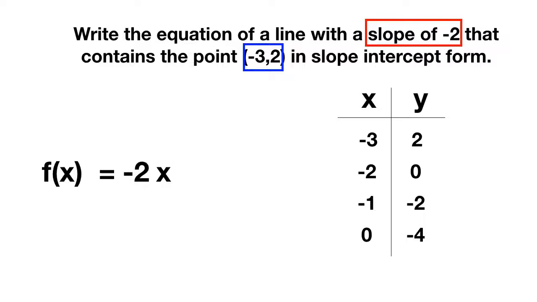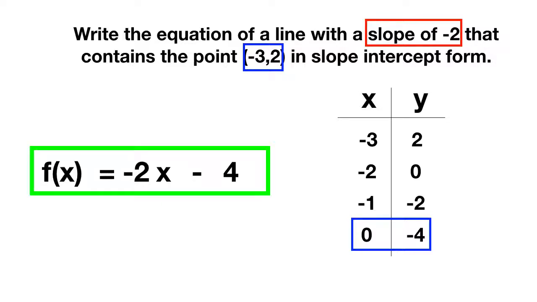So what is the y-intercept of this line? Well, remember the y-intercept is when the x-coordinate is 0. So we can see my y-intercept is negative 4. In our equation, we'll write minus 4. So f of x equals negative 2x minus 4 is how to write the equation of this line in slope-intercept form. Now it's time for you to practice on your own.